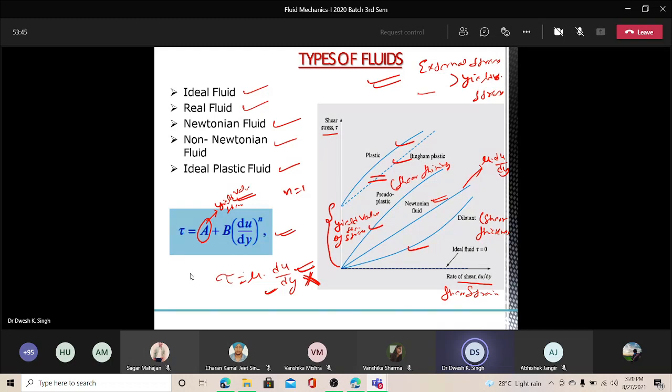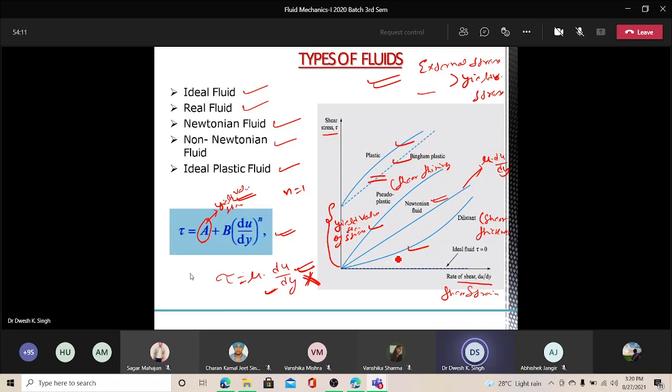Okay, in Hindi it is simply called kichad, meaning mud. So you can imagine, mud does not start its motion by itself. You have to put some initial stress, and then it starts the motion. And after that, it follows the linear variation with rate of shear stress.